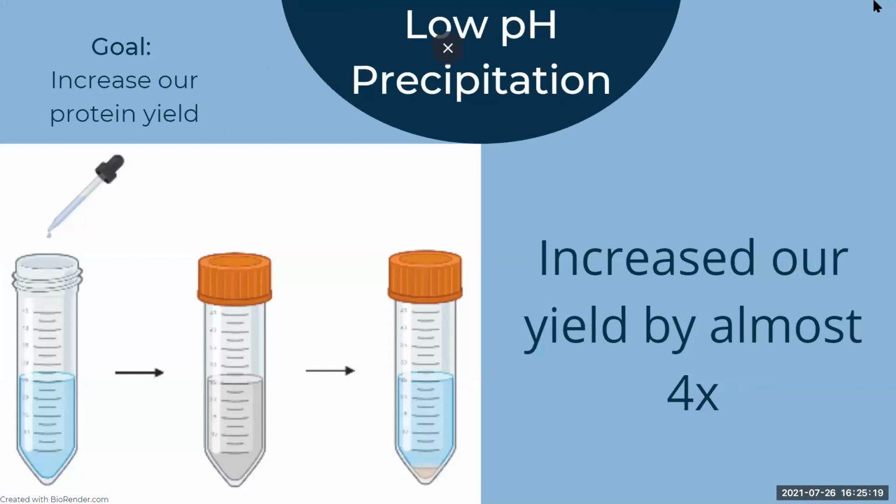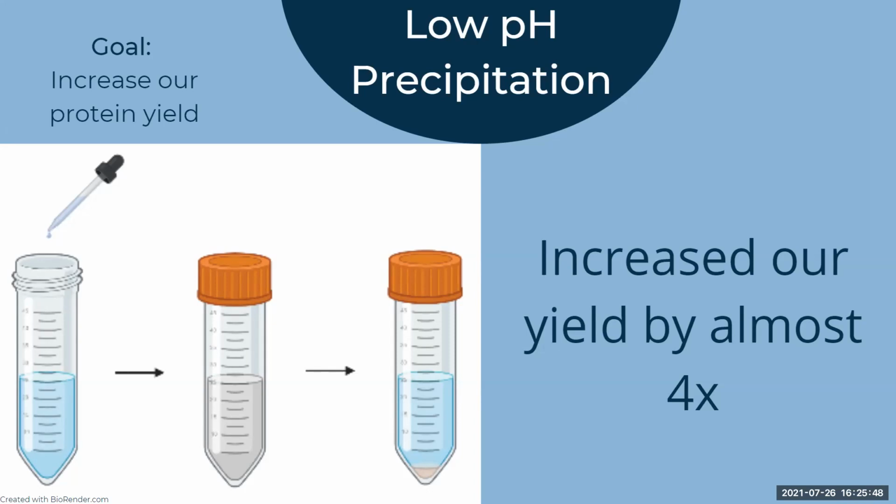Another way we optimized our methods was by introducing a low pH precipitation, which allowed us to increase our protein yield by almost 4 times. In this method that we introduced, we add HCl to our lysed cells, which precipitates out proteins that are unstable at low pH. Our gamma B crystalline is stable at low pH, so it is not precipitated out.